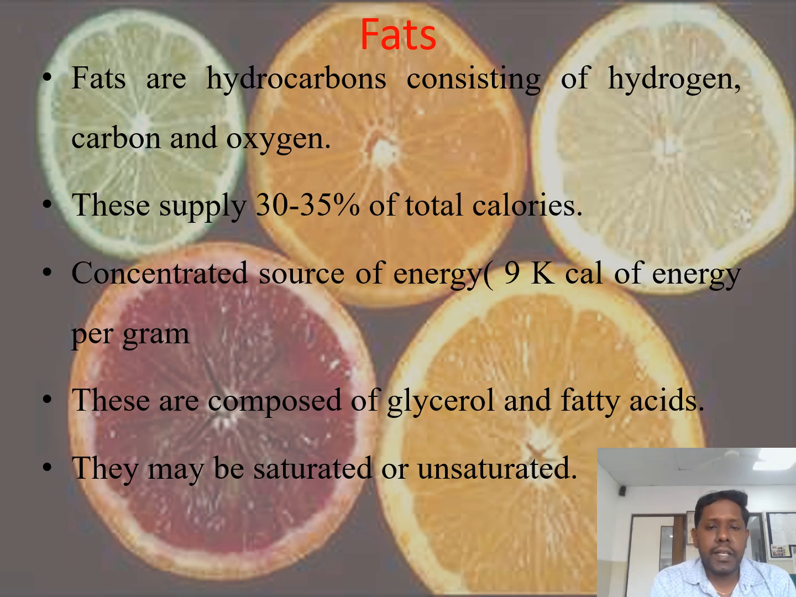So coming to the next one, that is fats. Fats are the hydrocarbons consisting of carbon, hydrogen and oxygen. These supply 30 to 35% of the total calories. It's a concentrated source. In carbohydrates, I told it as a ready source, whereas fats are the concentrated source of energy. So it provides 9 kcal per gram, whereas carbohydrates, I told it as 4 kcal.